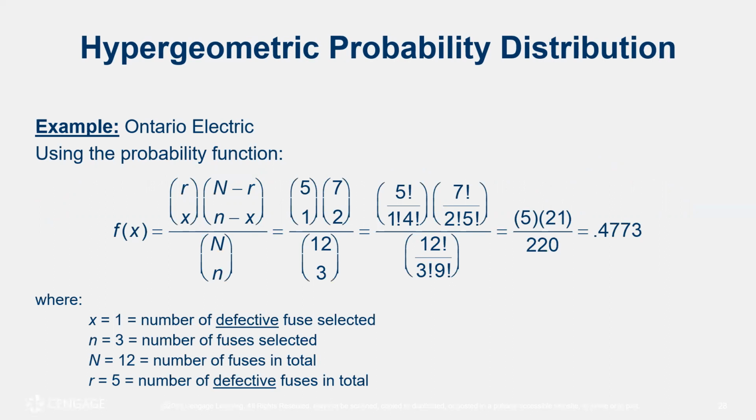All right. So here's Ontario Electric. We have X equals 1, the number of defective fuses selected. Little n is the number of fuses selected. Big N is the total number of fuses. And R is the total number of defective fuses in total. So anytime we're dealing with one of these, in essence, these are the 4 variables we'll need. So what we're saying is there were 12 total. I pulled out 3. Of the 12, 5 were defective. And of the 3 I pulled out, 1 was defective. So now I can solve all that and say, what was the probability of that? 0.4773.